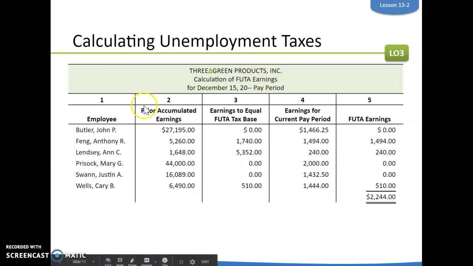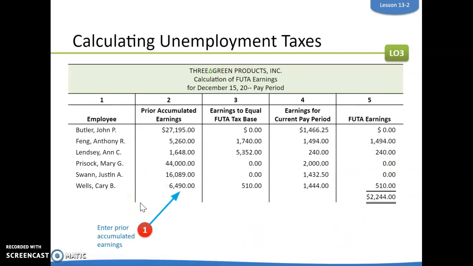So this is the chart that you guys would be filling in to figure out the earnings here. But first you're going to take the prior accumulated earnings. Okay, so you take that from the pay stubs from before, and figure out those accumulated earnings. And then the second column here is to enter the difference between the FUTA tax base and prior accumulated earnings. So remember that base is 7,000. So if you look at Carrie Wells here, she has accumulated earnings of 6,490. Okay, that means she has 510 left to get to 7,000 for that tax base.